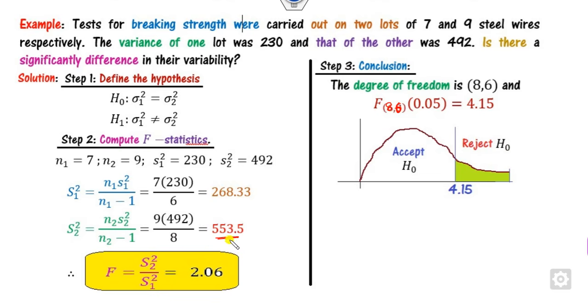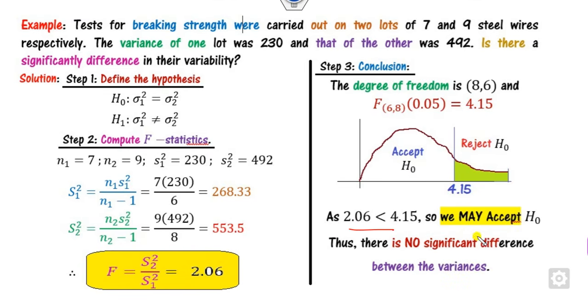Because it's S2, it's 8 comma 6. Whatever value you compute, check whether the value at 8 comma 6 is 4.15 or not. I think this is a wrong value, so you can take it from the table. Definitely it will be greater than this. 2.06 lies in the accepted region, so we may accept the H0, hence there is no significant difference between them. You have to check carefully, this number is 6.8, so check this value from the table and check whether this is accepted or not. Let me know the answer in the comment box.